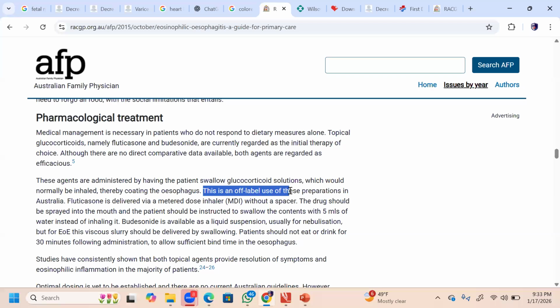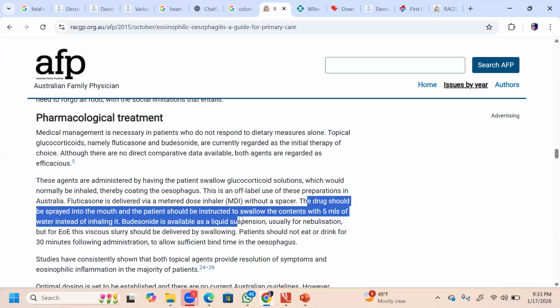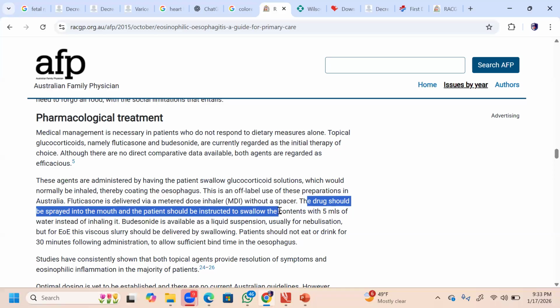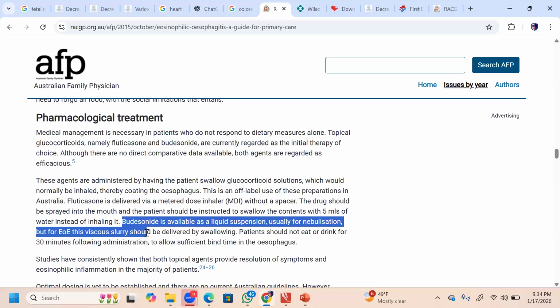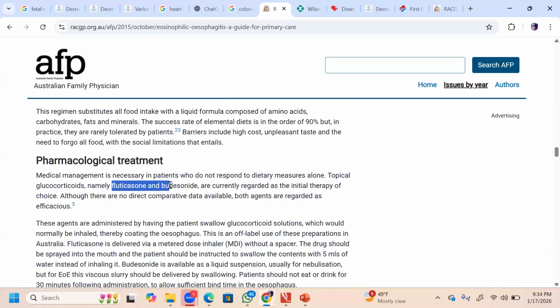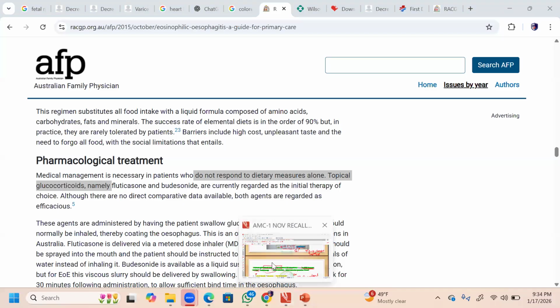This is the off-label use of these preparations in Australia. Fluticasone is delivered via an MDI without a spacer. The drug should be sprayed into the mouth, and the patient should be instructed to swallow the contents with 5 ml of water instead of inhaling. Budesonide is available as a liquid suspension, usually for nebulization, but in eosinophilic esophagitis this viscous slurry should be delivered by swallowing. So for the treatment part, you go for fluticasone and budesonide. Make sense, doctors? Okay, I think that is enough discussion on that, so move to next.